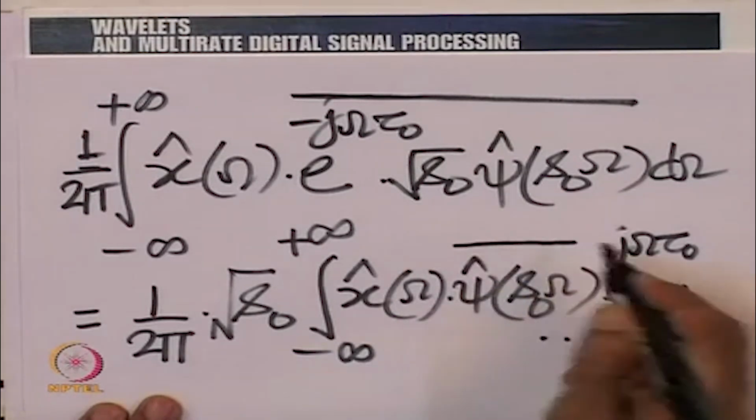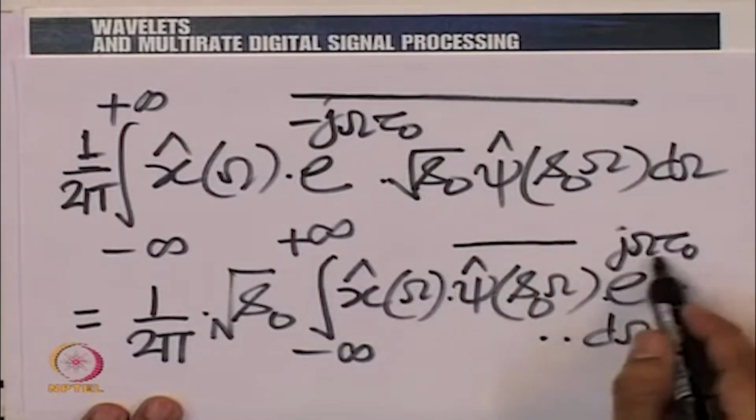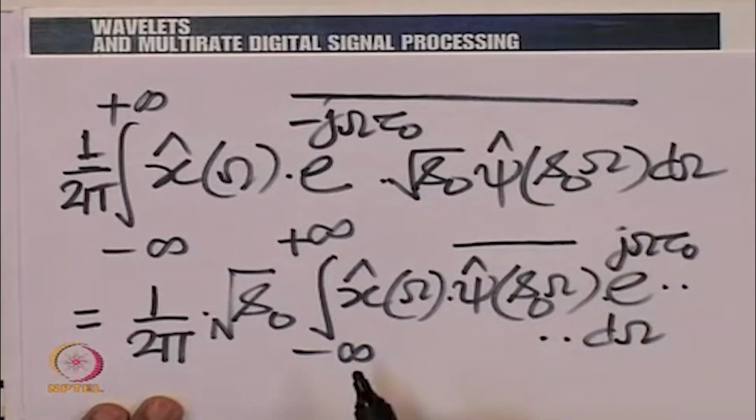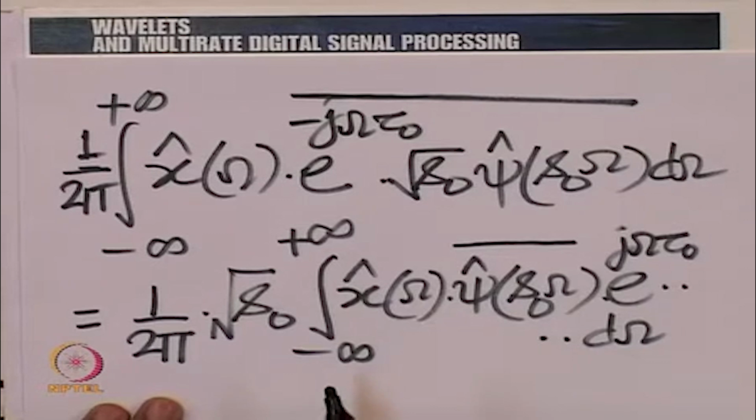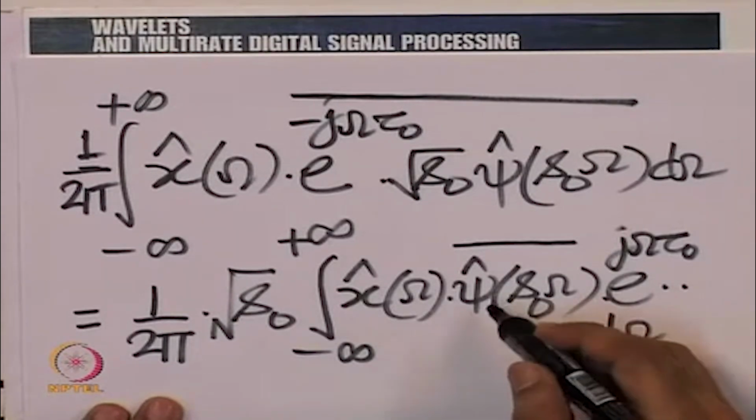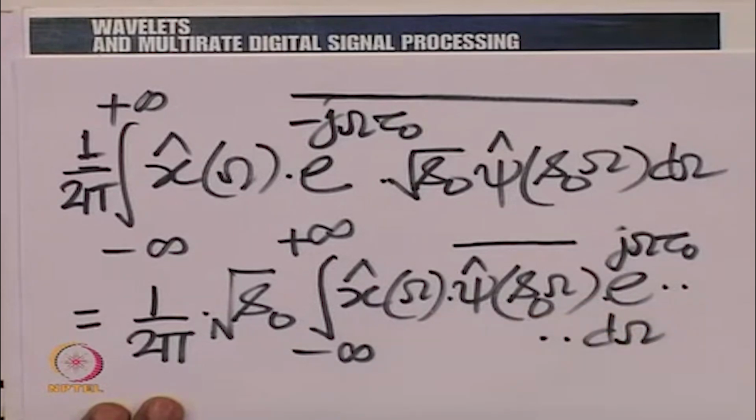There is a complex conjugate here in general. I have taken care of the complex conjugate here by replacing the minus by a plus. Now, this has a very interesting interpretation, provided we recall the nature of the Fourier transform of psi from the examples that we have seen so far.